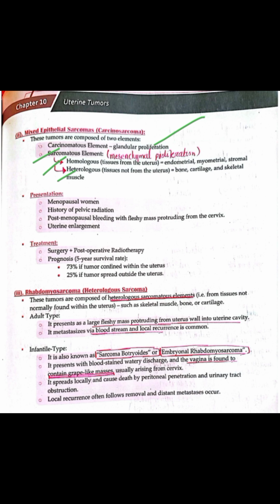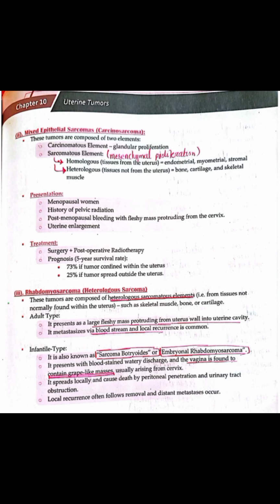And the presentation includes women that are postmenopausal. There may be a history of previous pelvic radiation, and there may be a history of postmenopausal bleeding along with a fleshy mass protruding from the cervix, and uterine enlargement also occurs. The treatment includes surgery, which is a total abdominal hysterectomy along with a bilateral salpingo-oophorectomy along with post-op radiotherapy. And the 5-year survival rate is 73% if the tumor is confined to the uterus, and the 5-year survival is 25% if the tumor extends outside the uterus.